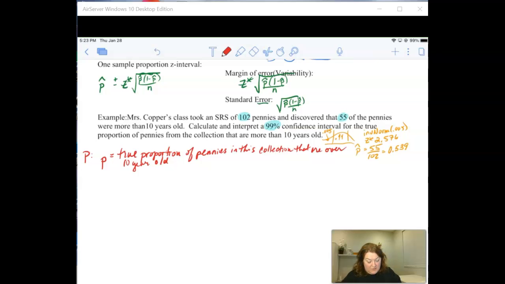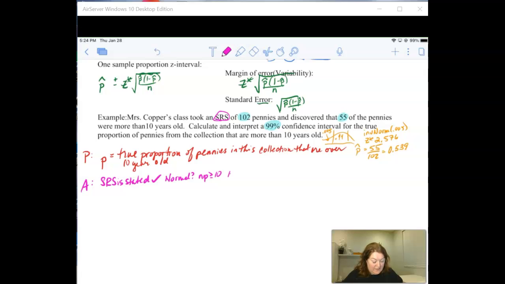Okay, the next one is going to be A for PANIC. These are our assumptions, those three conditions we started our notes with. So we're going to write them here again. Here is the SRS, so we can just say SRS is stated. So we're good there. Put a little check mark. Then our next one is, is it normal? So normal, question mark, and to do that I have to check that np is greater than or equal to 10, and let's check that one out.